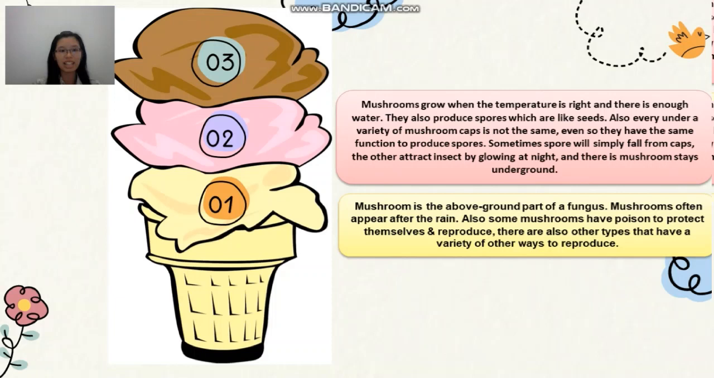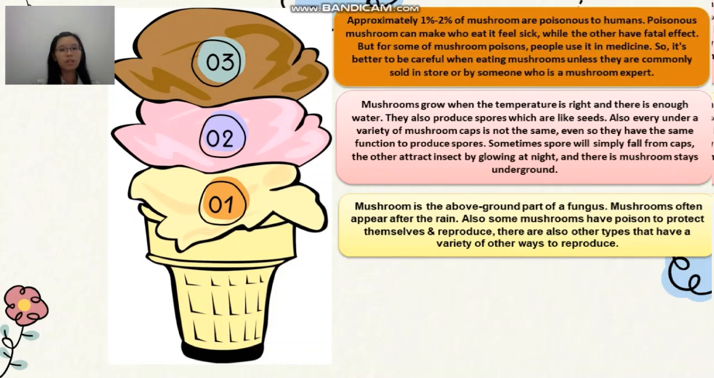The third layer will talk about the third supporting detail. Approximately 1% until 2% of mushrooms are poisonous to humans. Poisonous mushrooms can make whoever eats them feel sick, while others have fatal effects. But some mushroom poisons are used in medicine, so it's better to be careful when eating mushrooms, unless they are commonly sold in stores or by someone who is a mushroom expert.